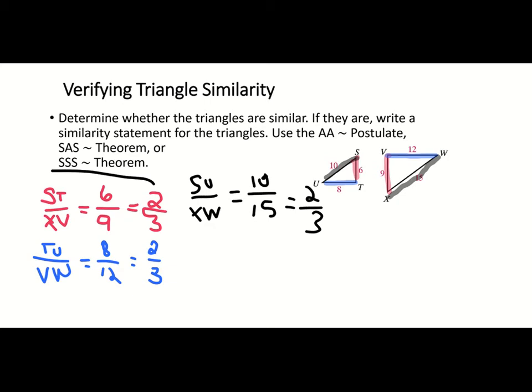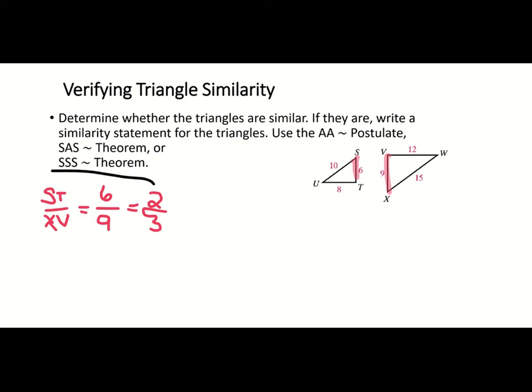So when we name it, we just have to make sure we get the sides in the right order, or the same order. So I'm going to go short to medium to long. So I'm going to do STU is similar to triangle, again, short to medium, XVW. And again, you could do it in a different order, but just make sure you follow those corresponding sides.